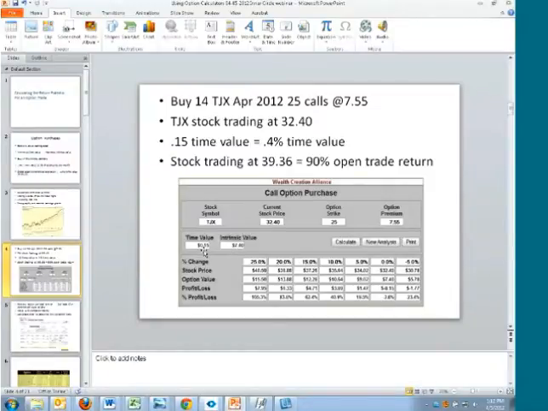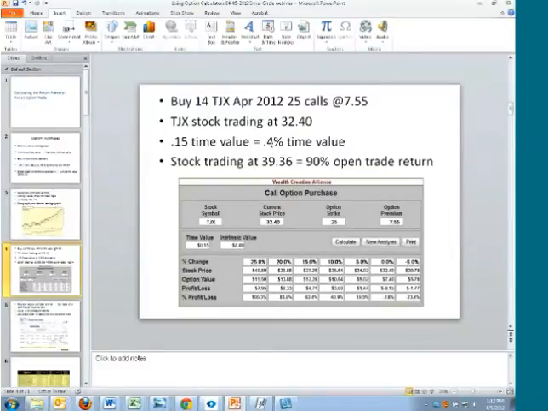It's only 15 cents, and that works out to about 4/10 or about 0.5% of this stock price. So this is well below our rule of thumb, which is 1% per month. So this is a little less than half of 1%. So we're well within that general guideline of keeping time value to a minimum.